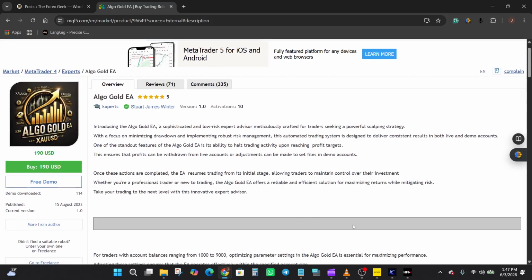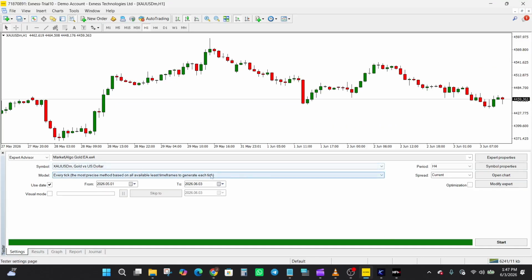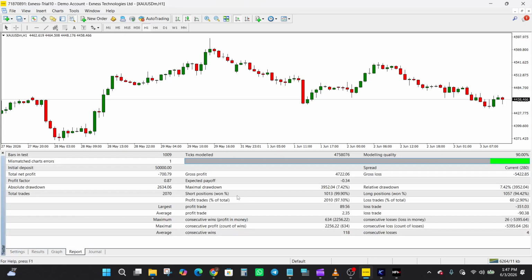We're going to be testing the Algo Gold EA on the recommended asset, which is gold, and on the recommended time frame H4. Of course, we are using the every tick model, and we are running the test over the past month. Okay, so here we have the results. The initial deposit was $50,000 and a total net profit of negative $700.79 was realized. And we can see that 2,070 trades were taken.